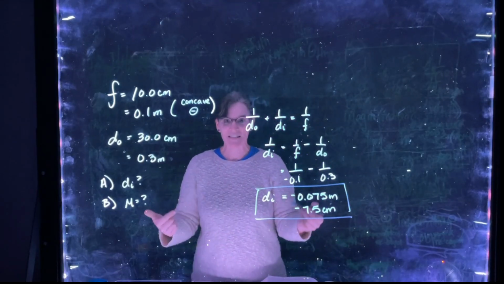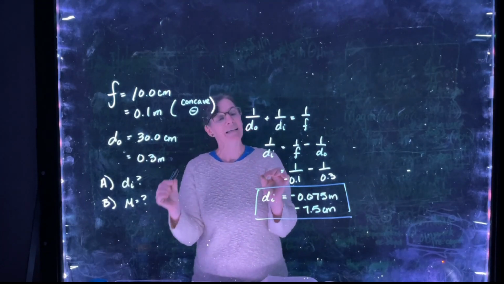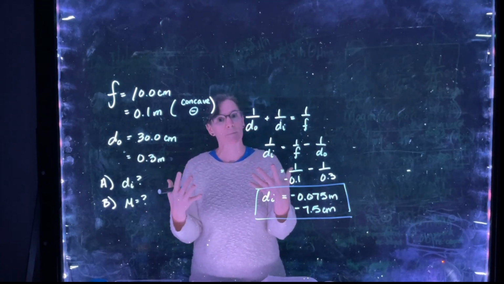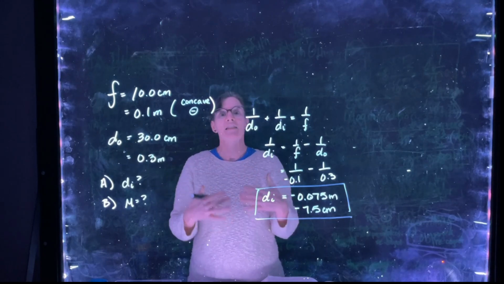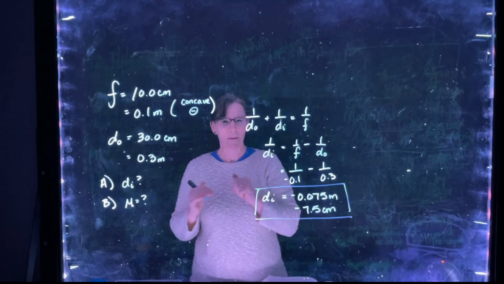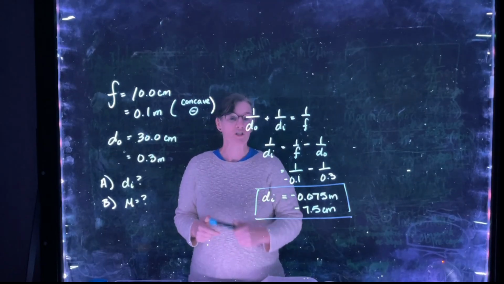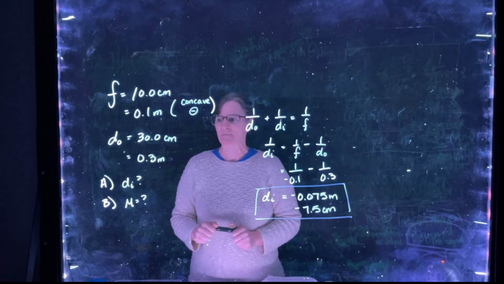The negative tells us what? It tells us that the image is on the same side of the lens as the object. And if we think back to image formation in concave lenses, they produce virtual images on the same side as the object. So go back and look at those ray tracings to give you a reminder of that. And we should have gotten a negative. Thank goodness that we did. All right, so that's part A.